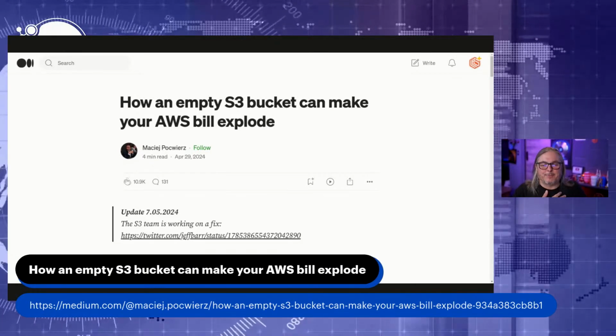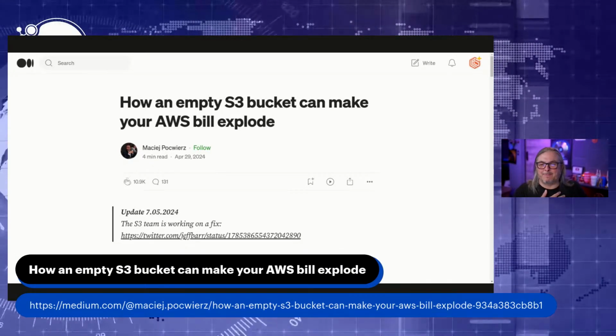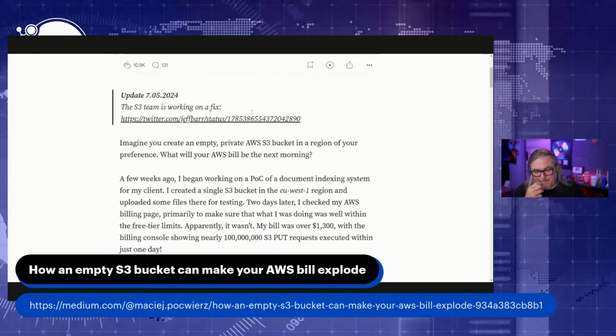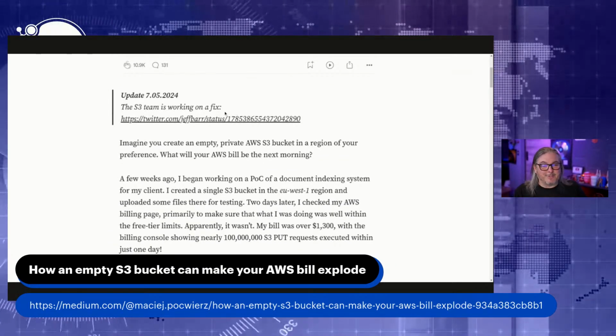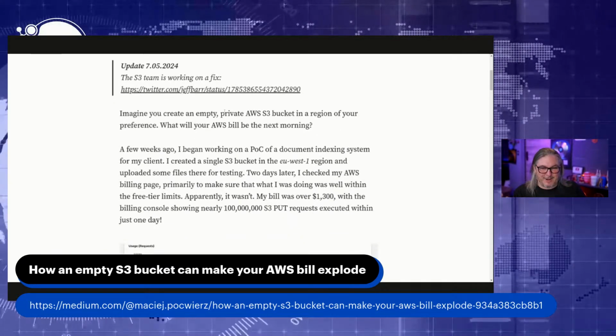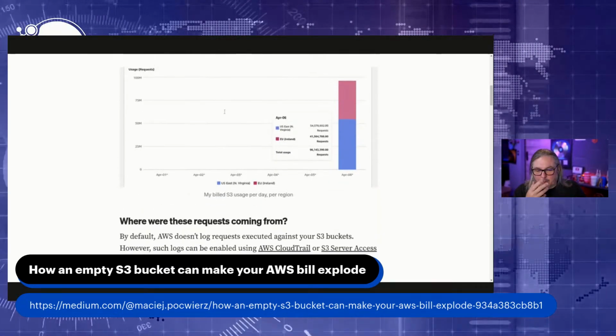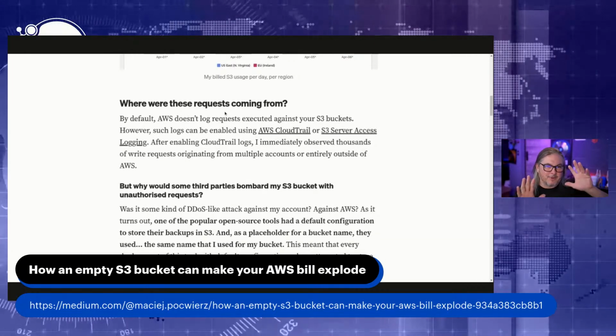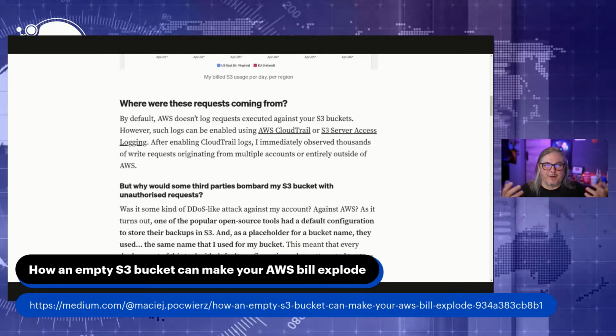How an empty S3 bucket can make your AWS bill explode. And you can probably guess how someone figured this out. This is really clever. And the good news is the S3 team is working on a fix. This is a pretty decent article here. So a developer created a bucket, just like you do, but there's nothing in the bucket. So there's no problems. This is not a security breach talk.